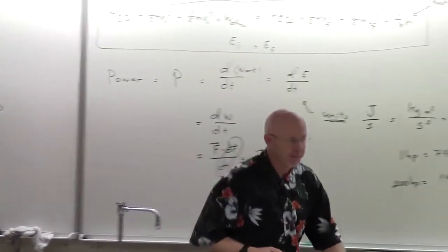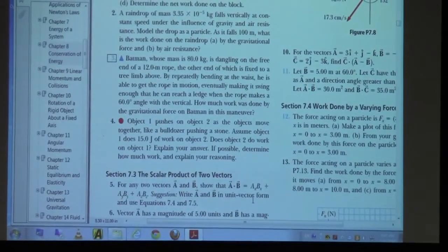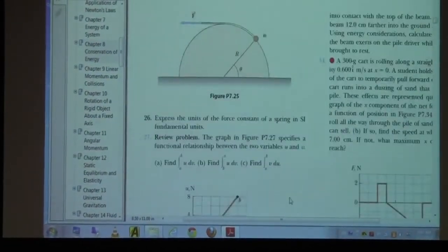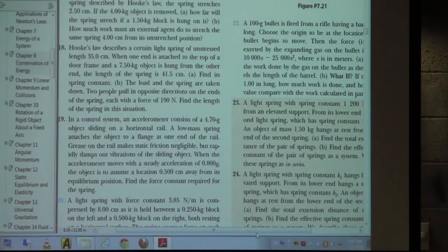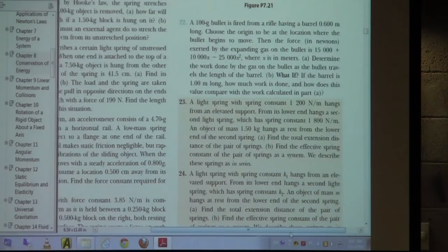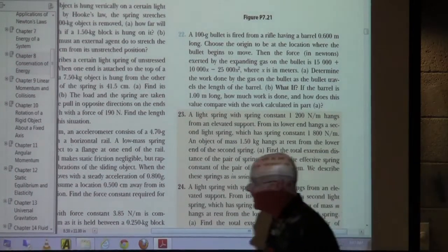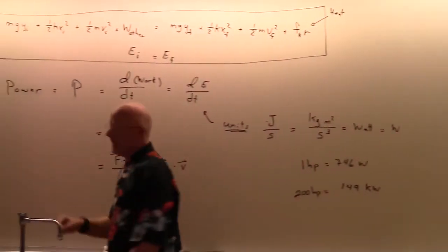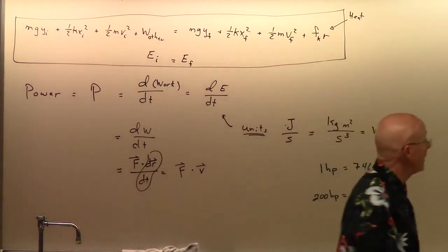Let's try 22. This, like I said, was a good one to get started. 22 takes us a little bit further. 22, must be in the top of this next page here. Here's a good one. This one does fit into this category right here. Work done by something else. Something else we haven't talked about. Well, let's work on this one here.